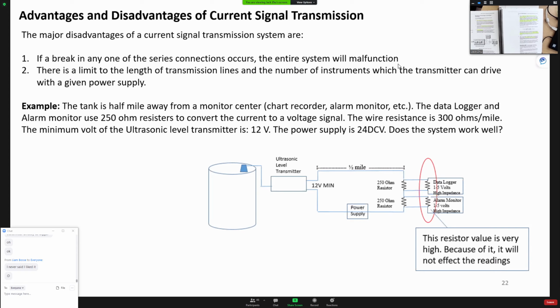Because when you use a voltage signal, you can put all the devices in parallel. If one device doesn't work, that's fine, the other devices are still going to work. But when you use a current signal, you put everything in series. If one device doesn't work, nothing is going to work. Also, the length of the wire you still have to take into consideration, because the power supply can only supply a certain amount of equipment with a certain length of wire.